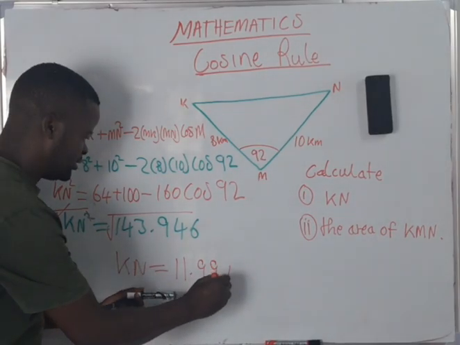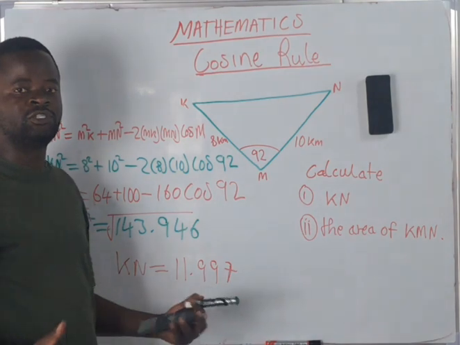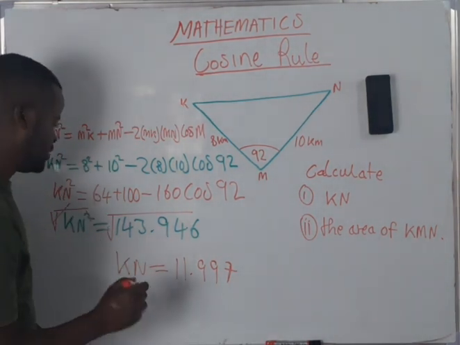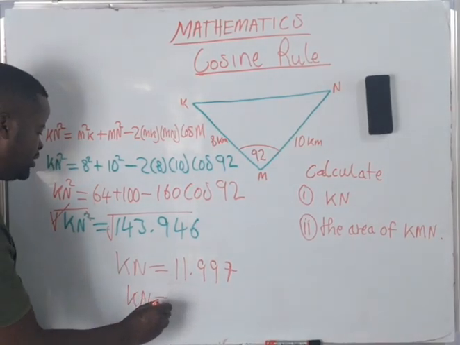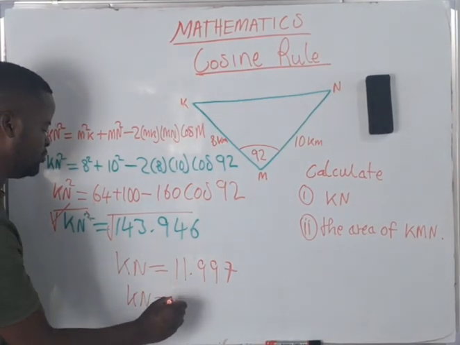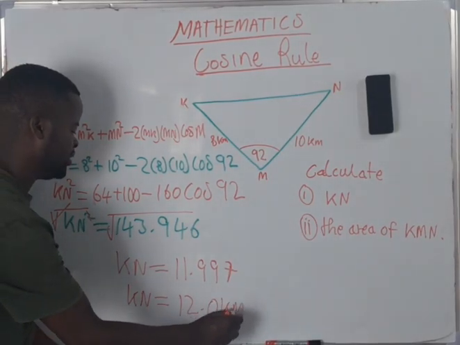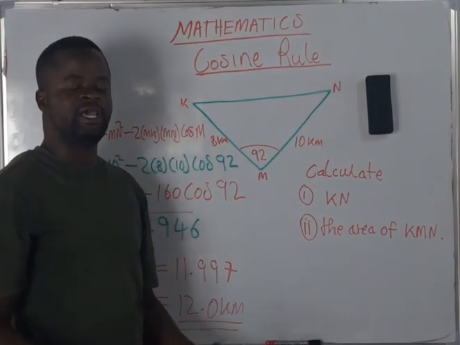11.99997. Remember that when the degree of accuracy is not specified, leave your answer in 3 significant figures. So definitely I'm going to leave it this way. I'll add a 1 and it will be 12.0 kilometers. This is how you need to find distance KN.